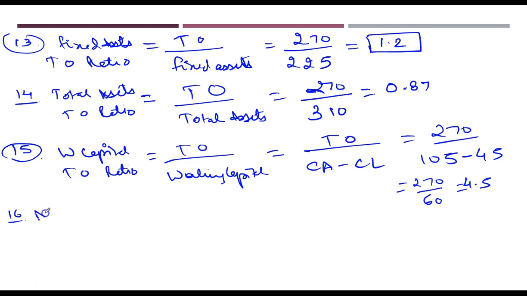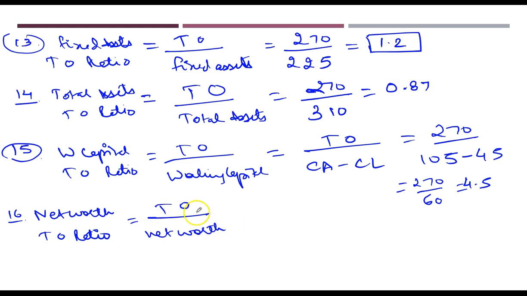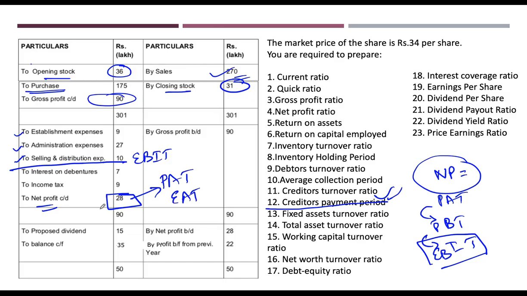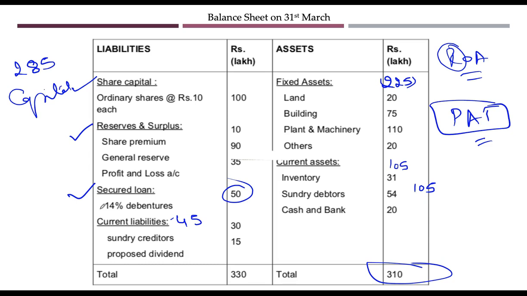Next is net worth turnover ratio. Again, nothing different here. Your total turnover divided by net worth. Net worth is the same as your equity or shareholders' fund, which is already given to you.